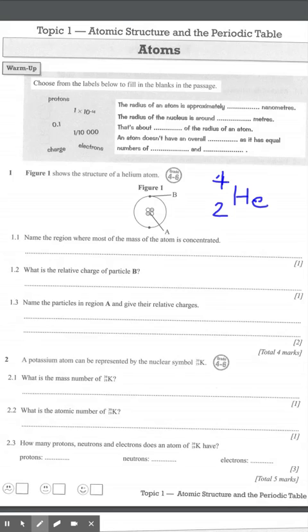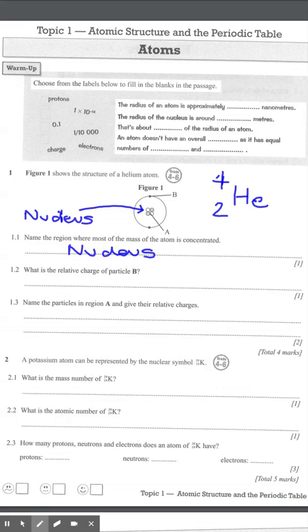Question number 1 is asking us to name the region where most of the mass of the atom is concentrated. Now, most of the mass of the atom is contained in the nucleus, which is in the middle of the atom. Most of an atom is actually empty space. So the electrons move around the outside of the nucleus. So the nucleus is where most of the mass is contained.